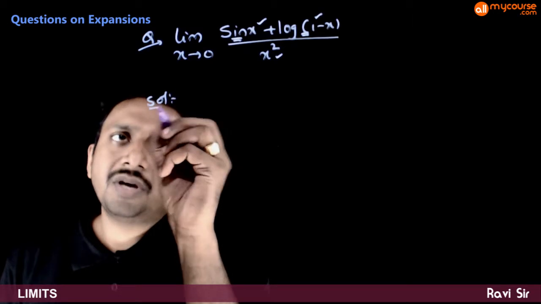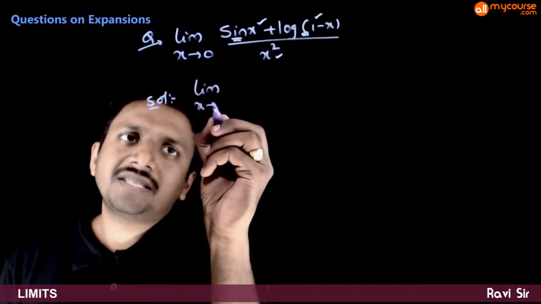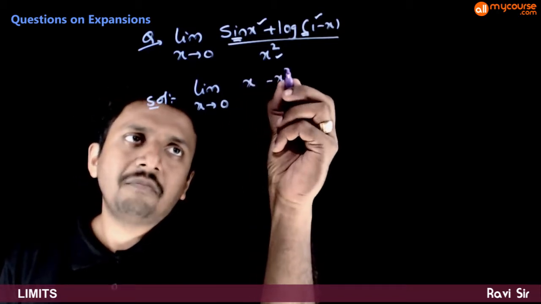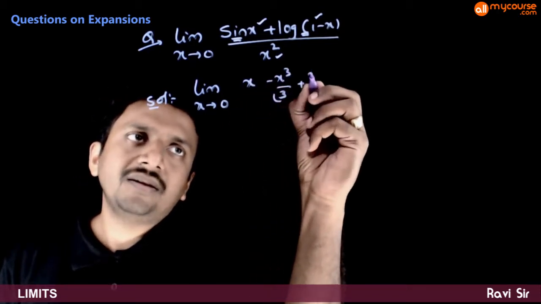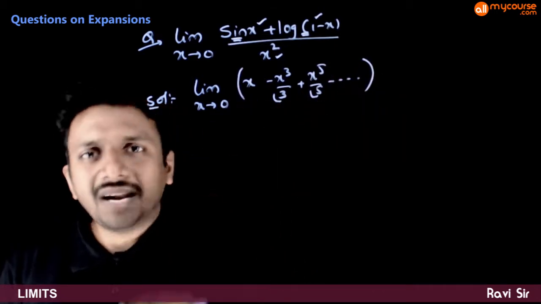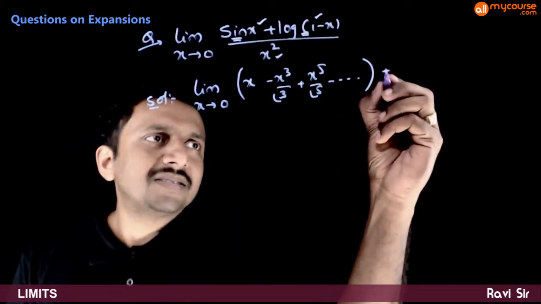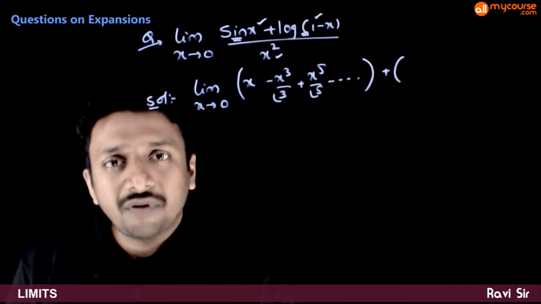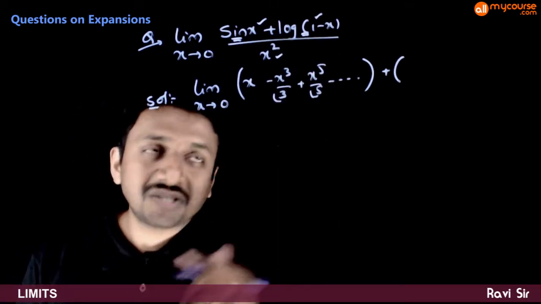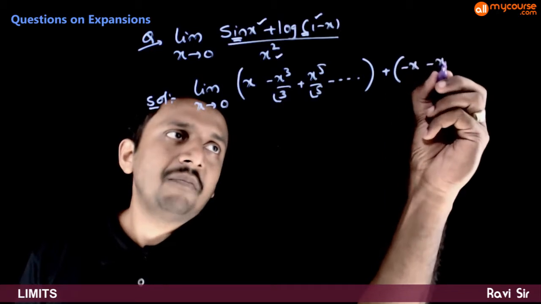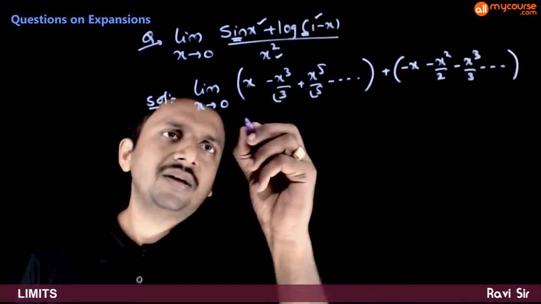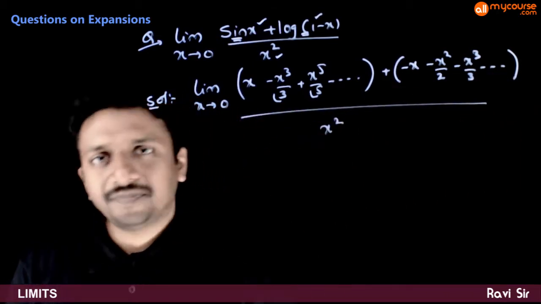So to solve this, let us do this. Limit x tends to 0. What is the expansion of sin x? x minus x cubed by 3 factorial plus x power 5 by 5 factorial, and so on. You don't need to write many terms. Plus, what is the expansion of log(1 minus x)? As we have seen, you get all negative terms. It is minus x minus x square by 2 minus x cubed by 3, and so on, all divided by x square.